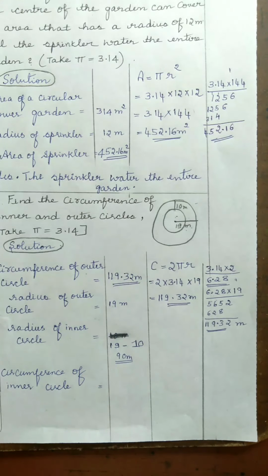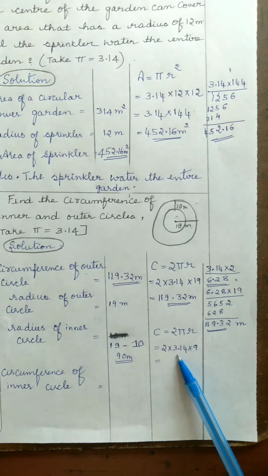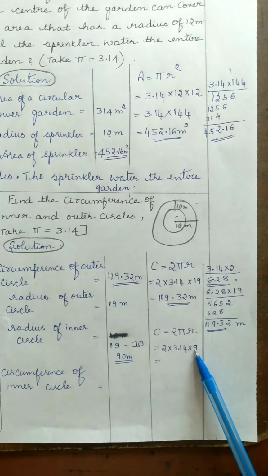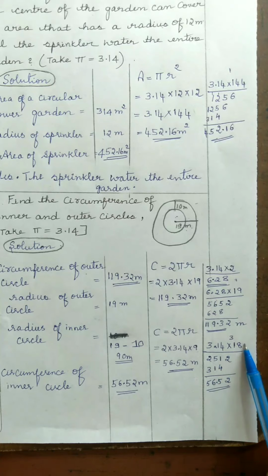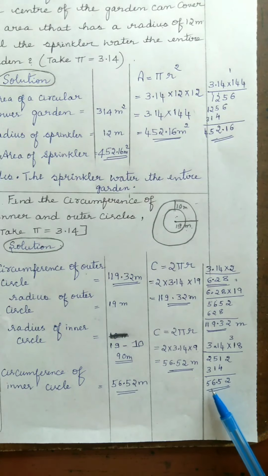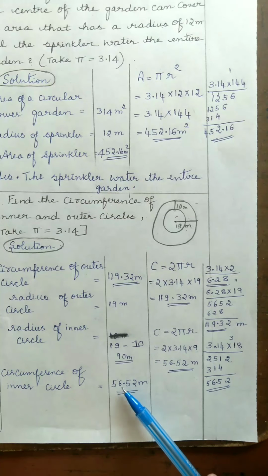So now, on substituting the values to find out the circumference of the inner circle, children, we have C equal to 2 pi r, where 2 into pi value is 3.14 into radius of the inner circle is equal to 9. Therefore, so children, 9 into 2, it will be 18. 9 2s are 18. So on multiplying 3.14 into 18, we got the final answer that is equal to 56.52 meter. Therefore, the circumference of the inner circle will be equal to 56.52 meter.